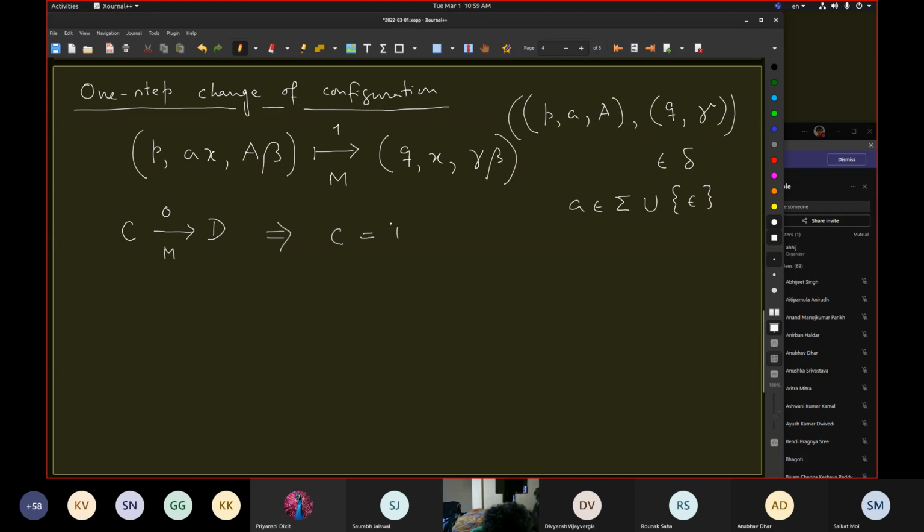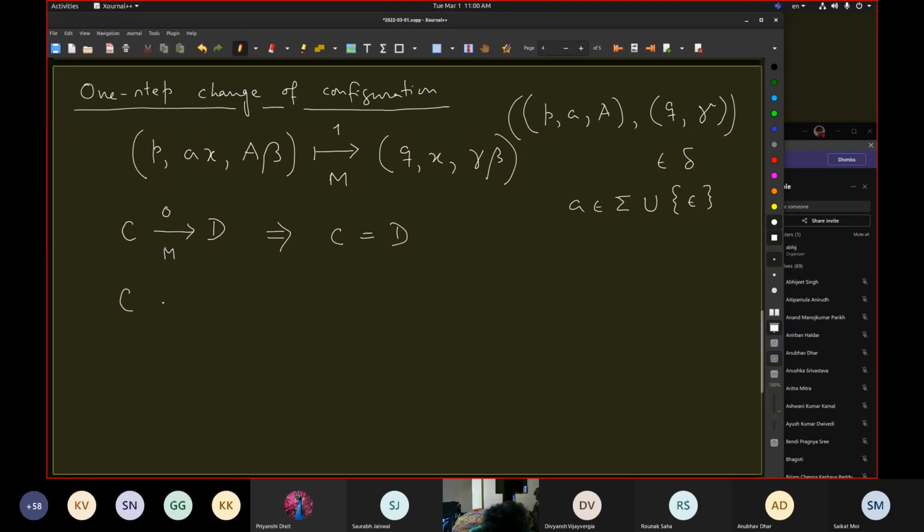In 0 steps, if no transition is applied, then the configuration does not change. The machine does nothing. It does not read anything from the input. It does not consult the transition table. So C is equal to D. Two configurations are said to be the same. I mean, D follows from C in 0 steps if they are equal.